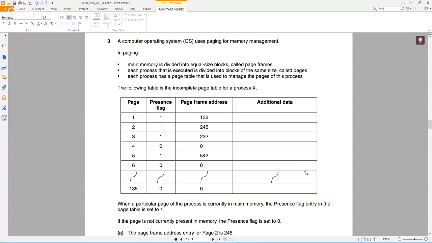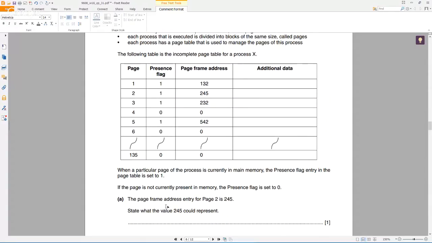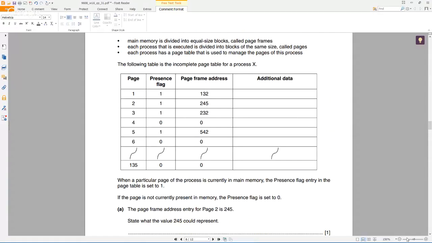So what you're asked is: the page frame address entry for page 2 is 245. As you can see, we have page 2 and the page frame address is 245. State what the value 245 could represent. As has been said here, the main memory is divided into blocks called page frames. So what could a page frame address be? Quite easily, it's pretty much the number of the frame. Starting from the frames, I assume we start from 0, and basically 245 is pretty much the 245th page frame from the start of the memory address.